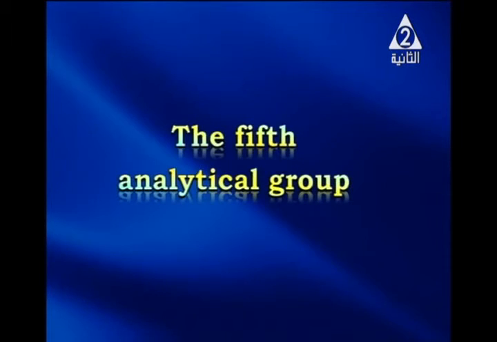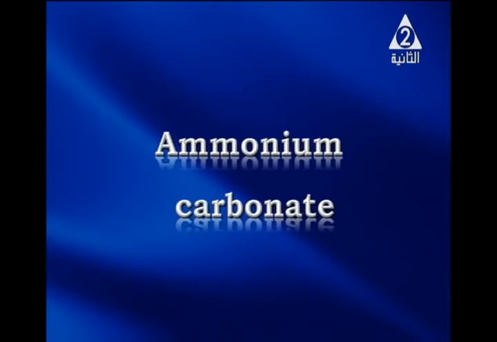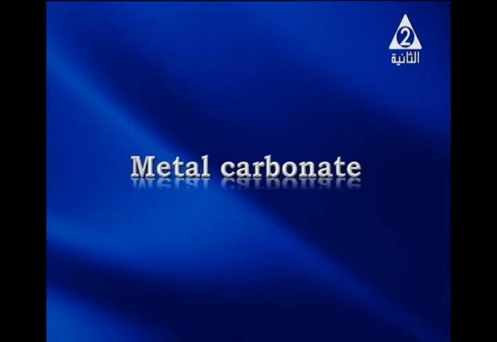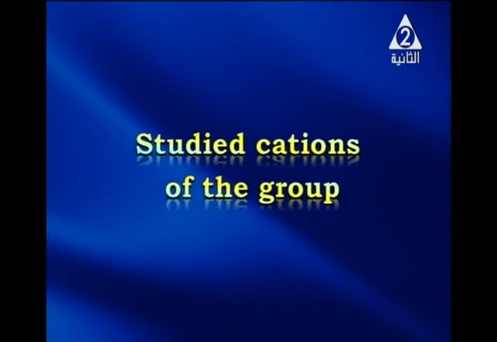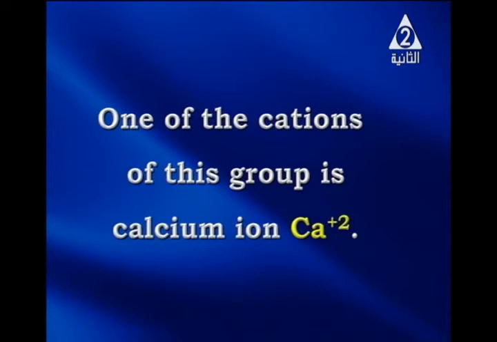Now, my dear student, we are going to discuss the fifth analytical group. The group reagent for the fifth analytical group is ammonium carbonate. Here the precipitated salt is metal carbonate. The studied cation of this group will be calcium ion, Ca positive 2.